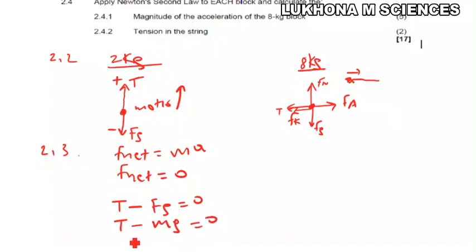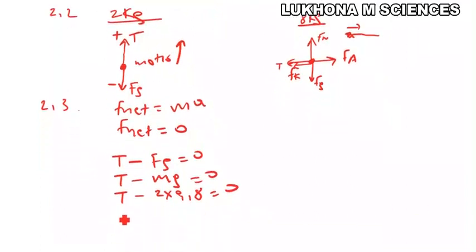So the mass for this one is 2. So we have 2 times 9,8, which is equal to 0. Then we press calculator, then we get the tension, which is equal to, if you transpose, 19,60 newtons. Then let's go to another question quickly.